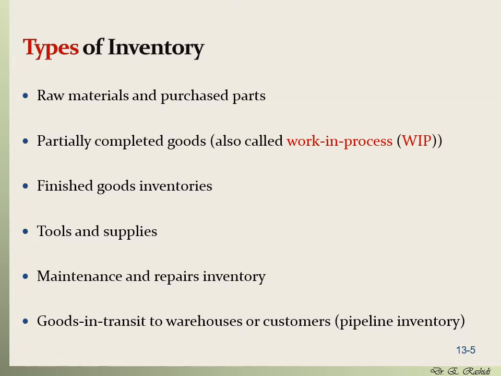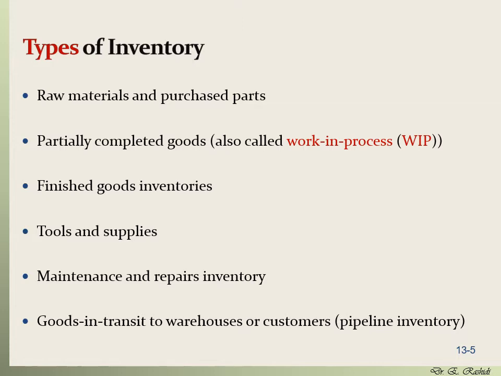In the middle of the production we can also have inventory. Those are called inventory of partially completed goods, or work in progress, WIP. When a product is processed on certain machines and is ready to go to the next machine, because these machines can have different processing times, you need to have a buffer and a stocking of those partially completed goods.